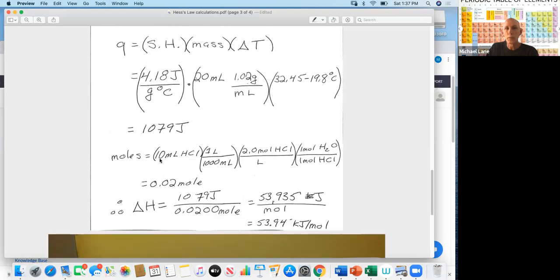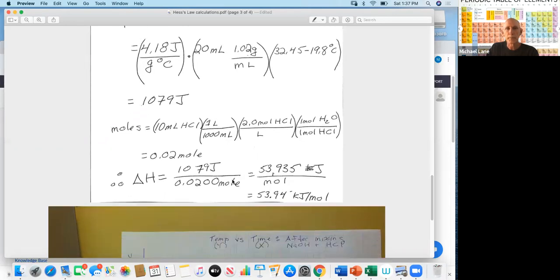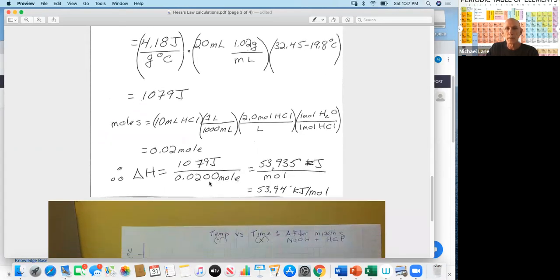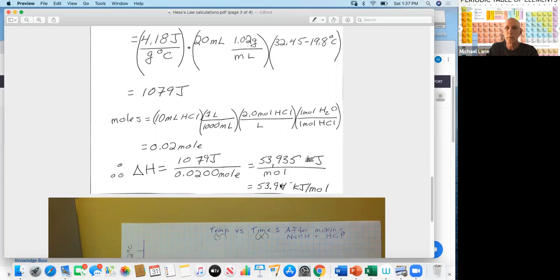For the number of moles, 10 mils HCl, a liter is 1,000 milliliters. There's the concentration. I get 1 mole of water per 1 mole of HCl. So I get a value of 0.02. I should have put 2 additional significant figures in here. Alas, I didn't, but I should have done that because I put them down here. And I grant you that is probably 1 more than is appropriate, but for this experiment, I want to carry the significant figures over a little bit more.